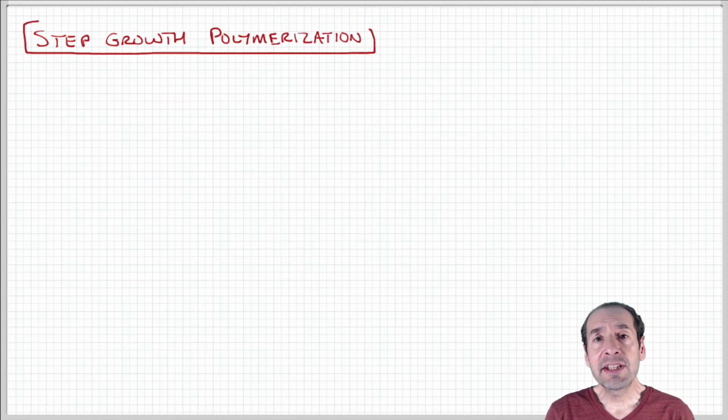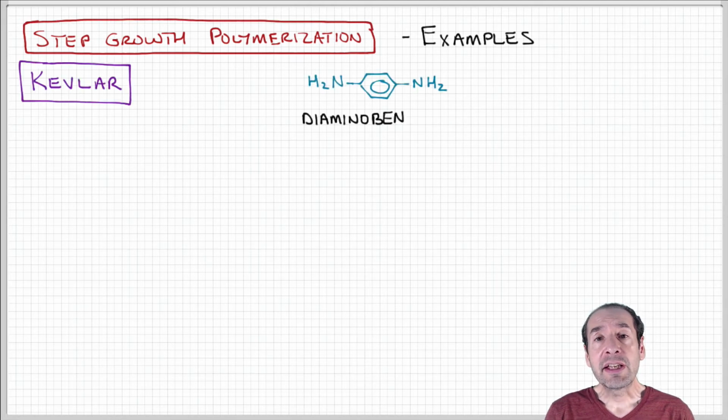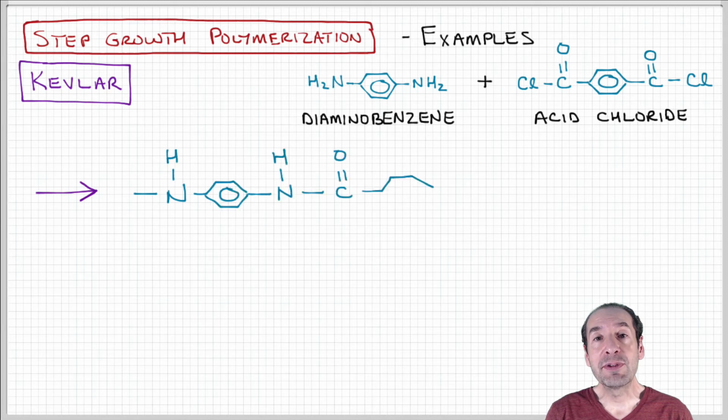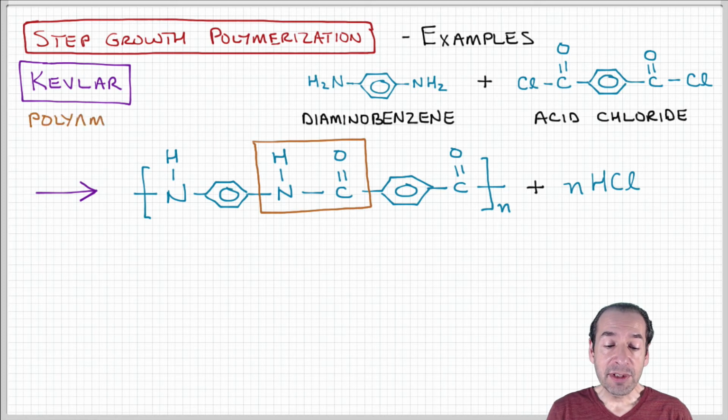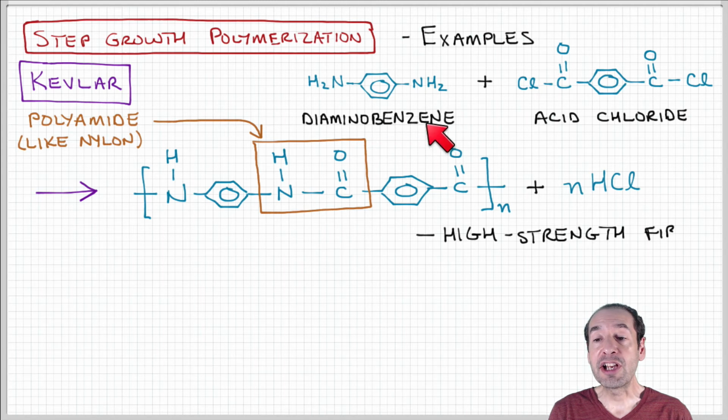The next class of materials that I'd like to highlight are ones that we've talked about previously, particularly Kevlar. So Kevlar, we've said before, is used for making high-strength fibers that can be used for body armor, bulletproof vests, or athletic equipment. And this is formed by a reaction between monomer units that are diaminobenzene and an acid chloride.